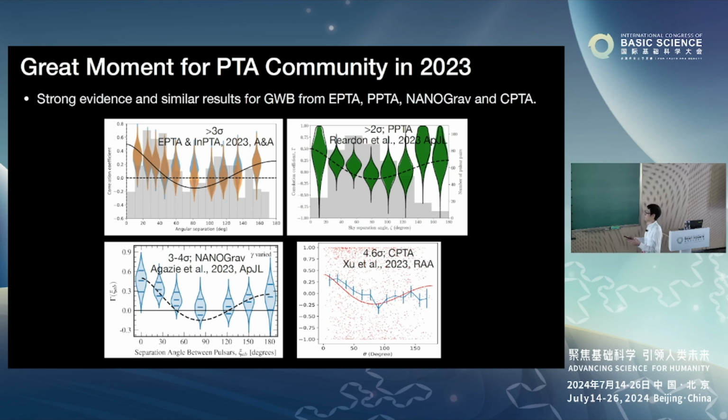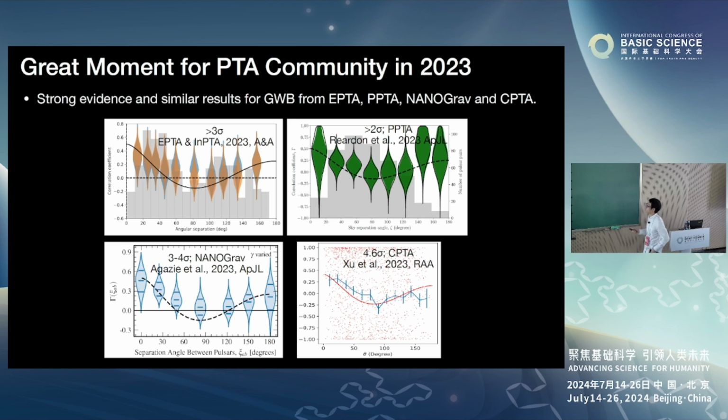They have different samples, because for EPTA the telescopes are rather northern, and for PPTA it's very south. So PPTA mainly observes southern pulsars, and EPTA observes many northern pulsars, so the distribution of pulsar pairs is very different.